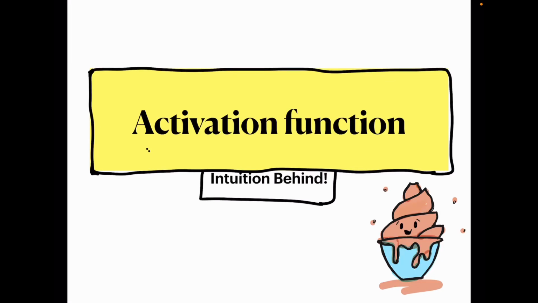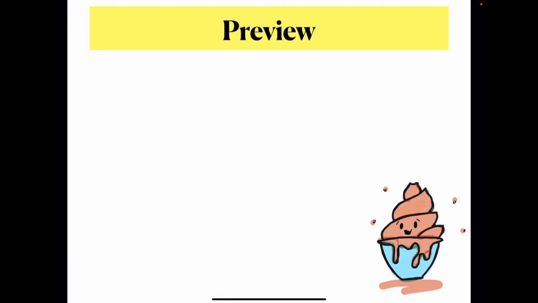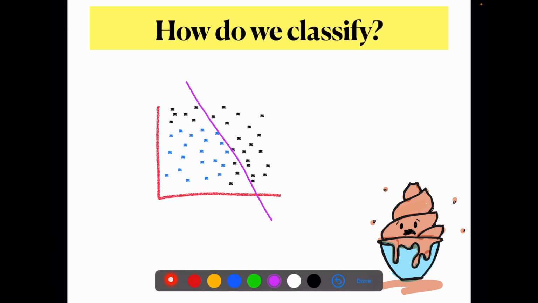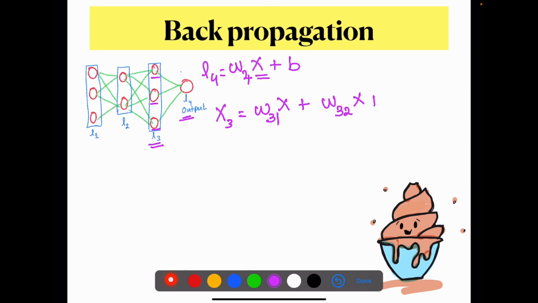Activation function in deep neural network, the intuition behind. Let's go over the preview of this video. The visual explanation of why we need activation or non-linearity, and a theoretical derivation, but it's simple and easy to understand. It's the backpropagation algorithm and why we need non-linearity or activation function. With that, let's go into the video.